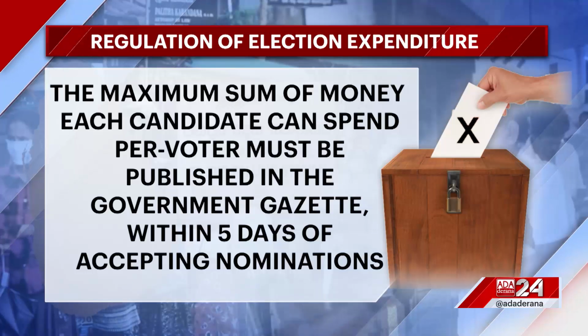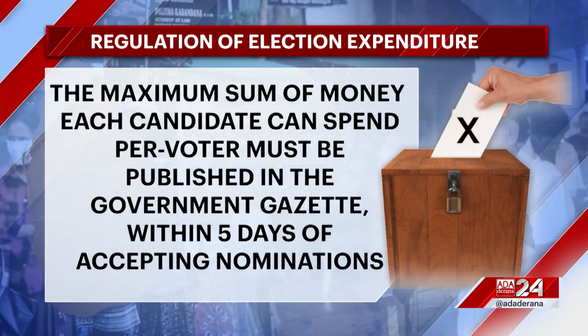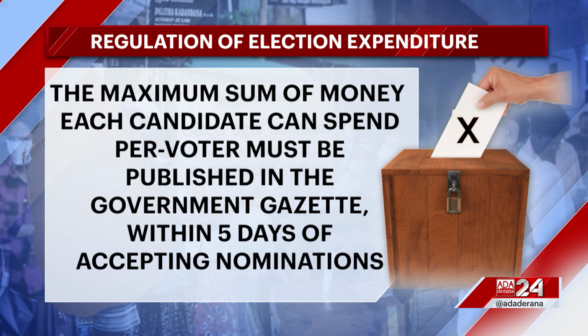Pursuant to the provisions of the Regulation of Election Expenditure Act No. 3 of 2023, which will be enforced from this year's presidential election onwards, the maximum sum of money each candidate can spend per voter must be published in the Government Gazette within 5 days of accepting nominations.